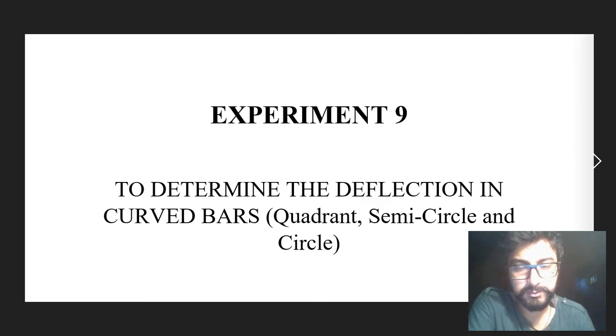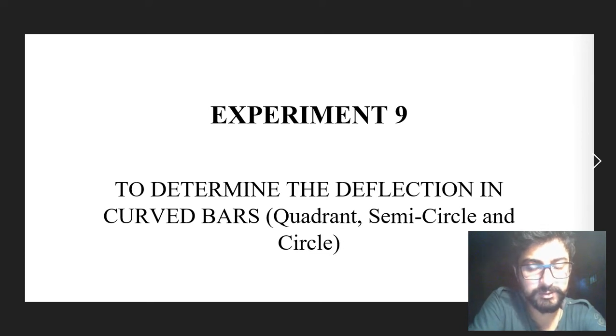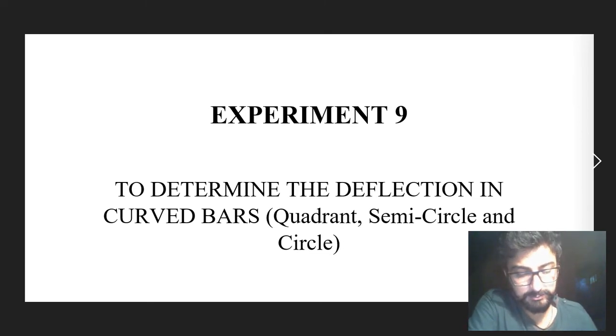So this is to determine the deflection in curved bars: quadrant, semicircle and circle. These are all parts of a circle, so all of them can be termed as curved bars. In this lecture we are going to study their deflection, and we are going to see some formulas by which they behave.